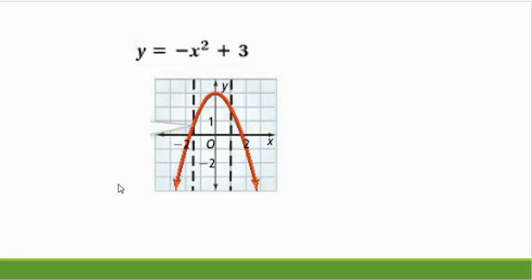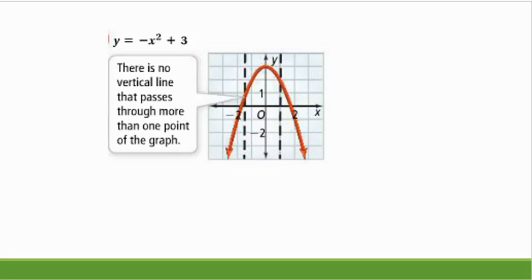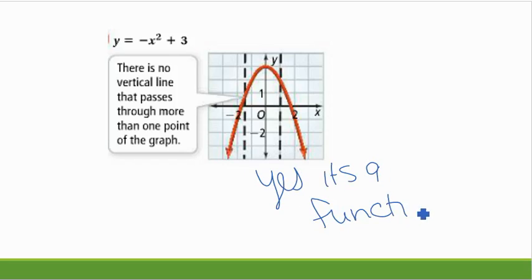Let's look at another example. In this case, you have y equals negative x squared plus 3, and they give you this graph. If we were to draw in our pretend vertical lines, does it ever hit the line more than once? There's no vertical line that passes through more than one point on the graph. So that means yes, it's a function. Your vertical line never hit the graph more than once, so it is a function.